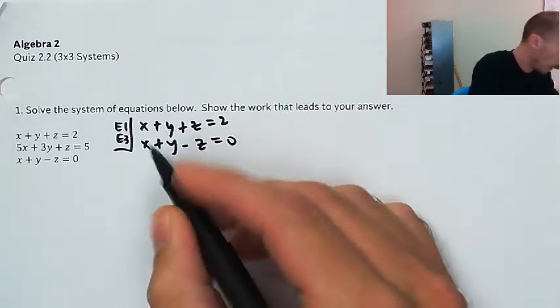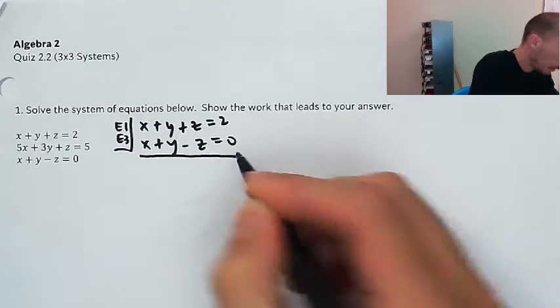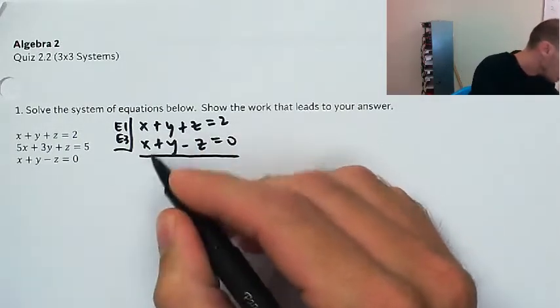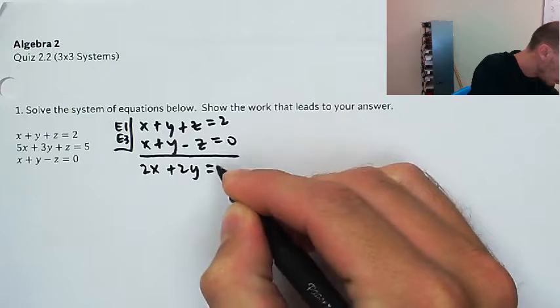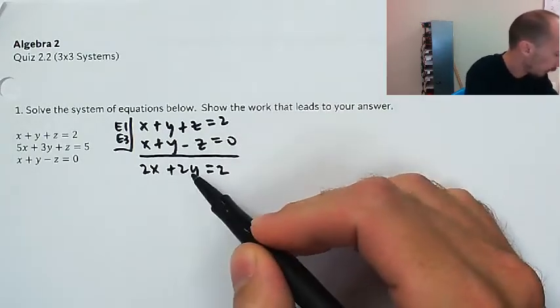Now, if you think you can add these two equations together mentally, you should do that. I just want to be as clear as possible about what I'm doing here. 2x plus 2y is going to equal 2. Okay, so that's got rid of z.